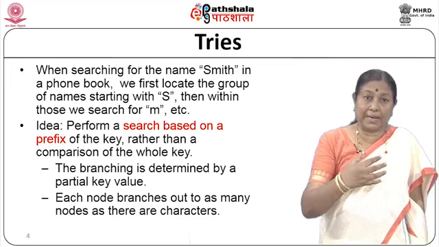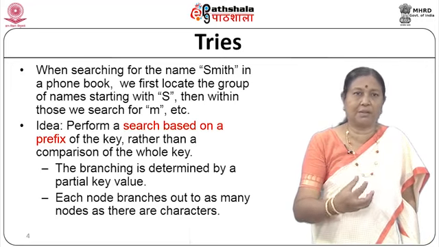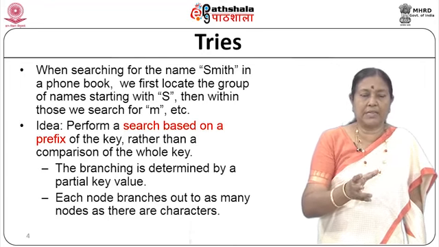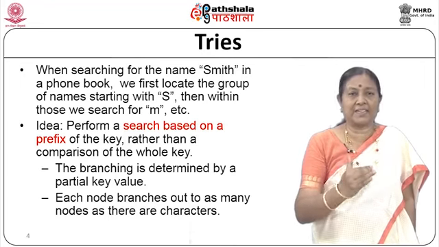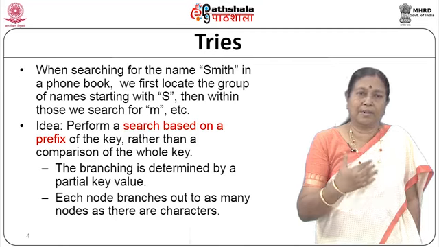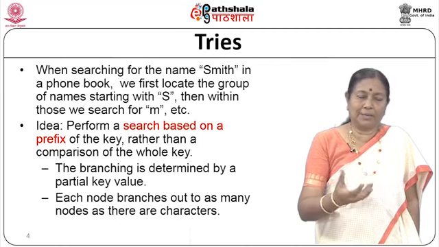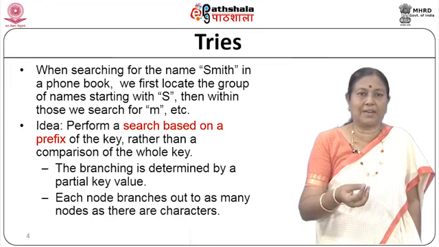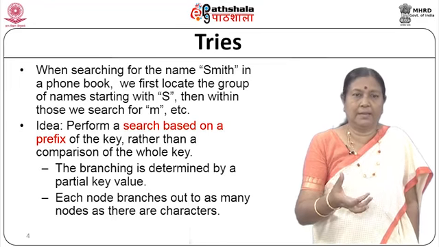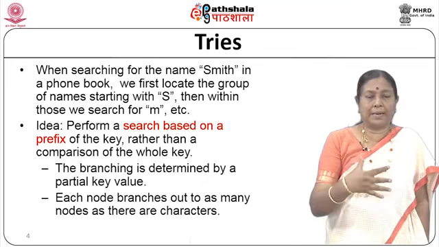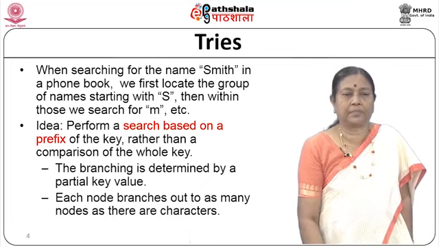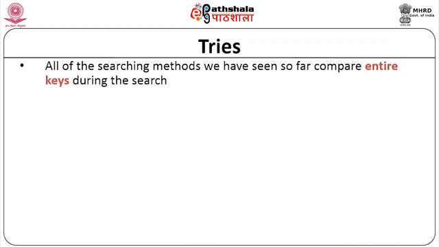Each node branches out, so there is no binary, it is not a binary tree, it is not a 3-way tree or 4-way tree. The branching of the tree is determined by the number of characters that can occur in the key. The characters could be numerical digits or could be alphabetic characters. So, depending upon how many characters are there in the key, that many branchings will be there. We will come to that in a little more detail. Okay. So, let us go some more.